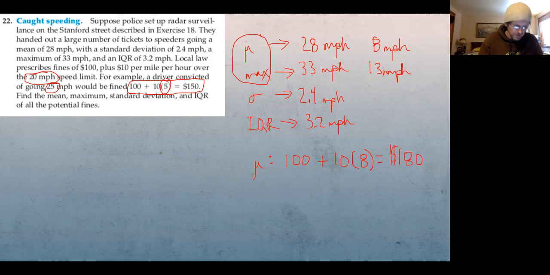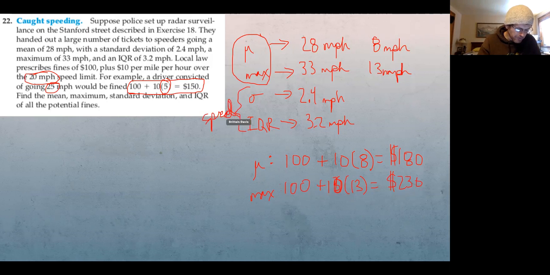Okay. So the max is 100 plus 10 times 13, if I can do that right. So that's going to be 130 plus 100, which is $230. So there we go. Now for the next two, these are measures of spread.